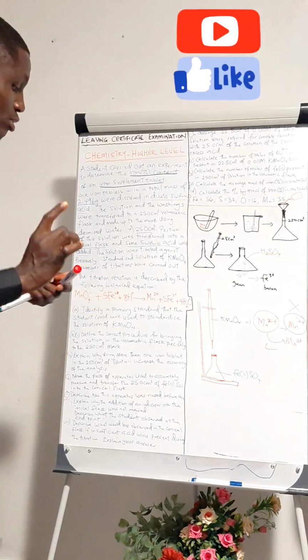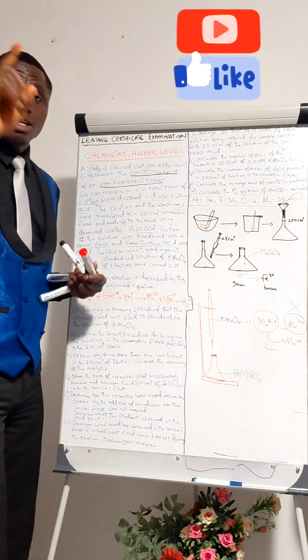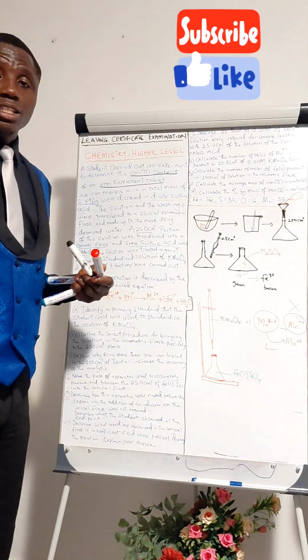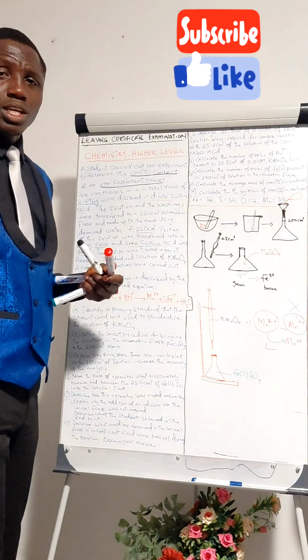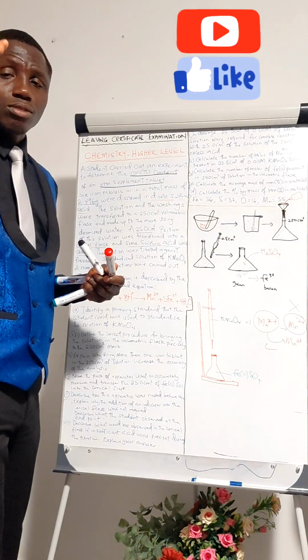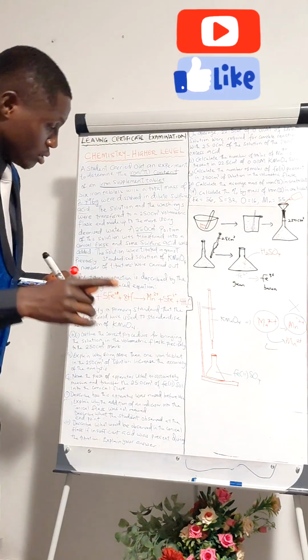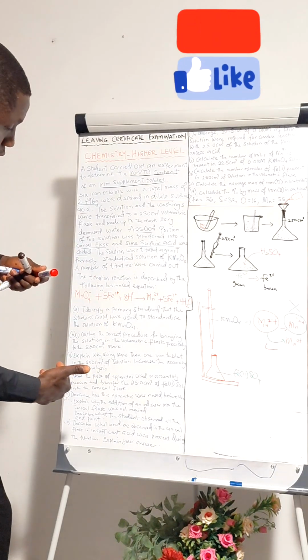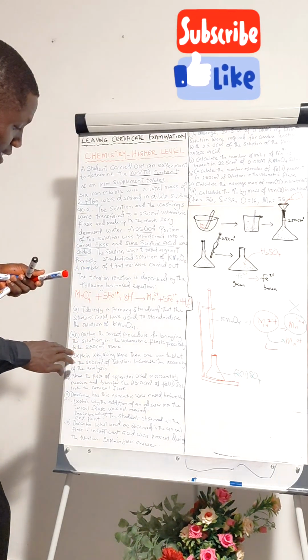So these are the things that you need to know. Number one, oxalic acid. Number two, sodium oxalate. Number three, they can also use potassium dichromate(VI) solution. So these are the things that you can use for it. So that has been answered.